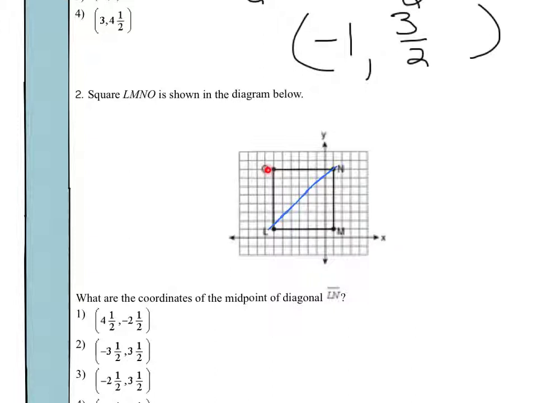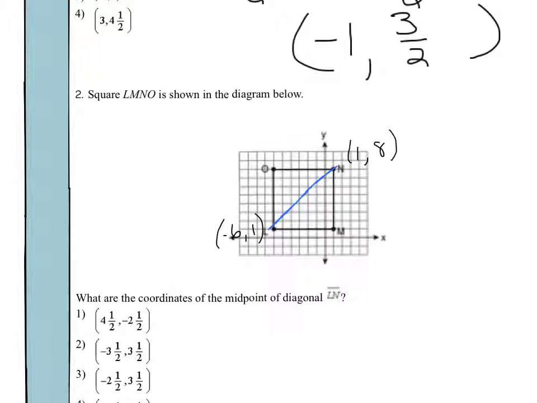So L is located at, if I go up and over here, -6, 1, and then let's figure out where the other point is. That looks like it's over 1, up 7. So that point is going to be at 7 plus 1, so that'll be 8.